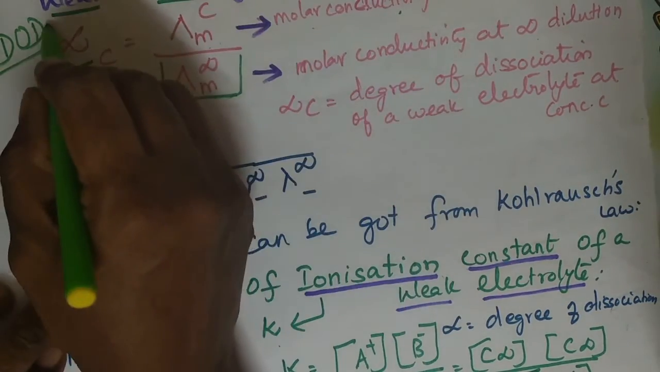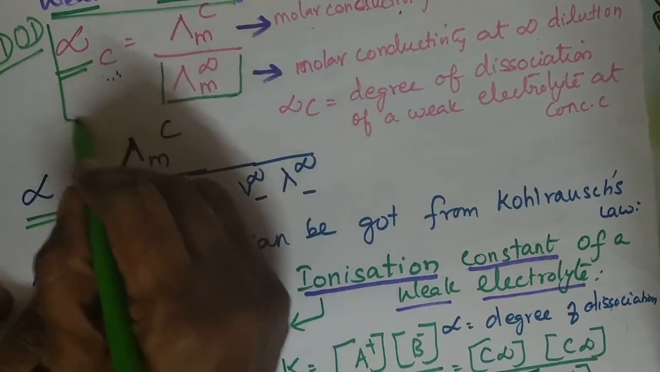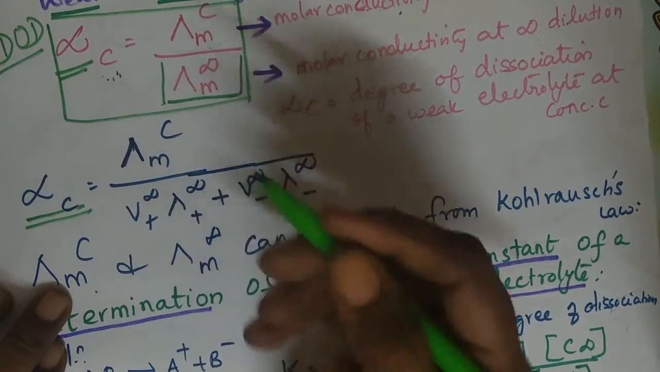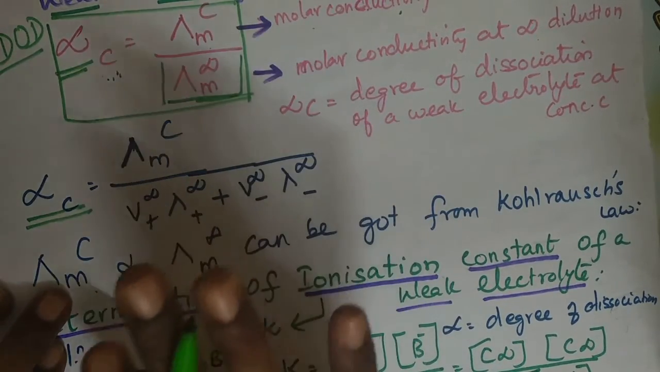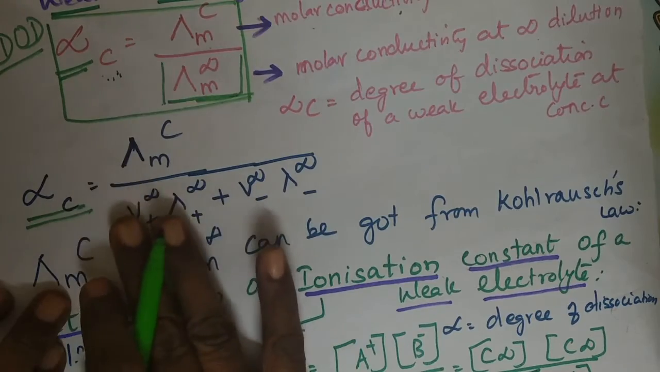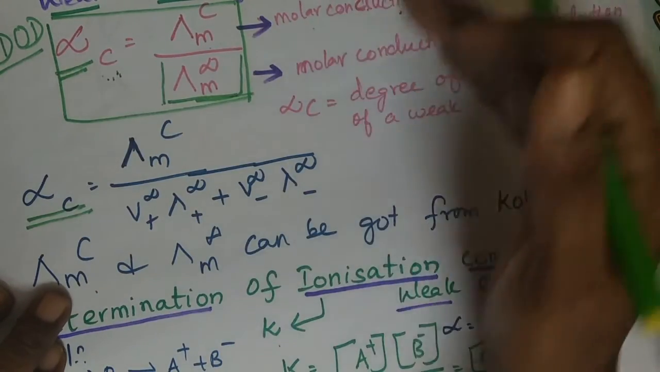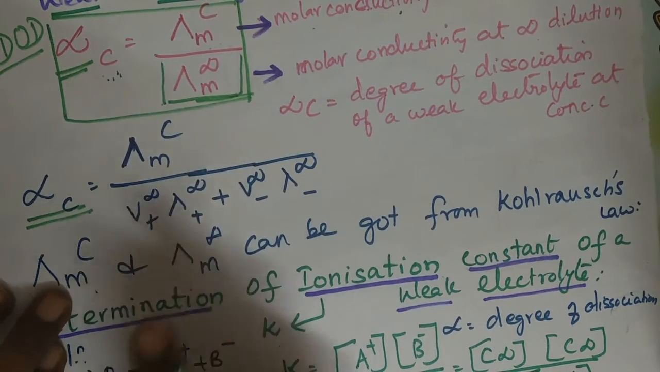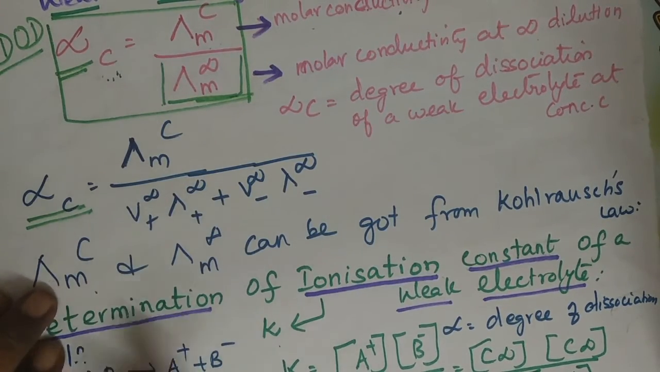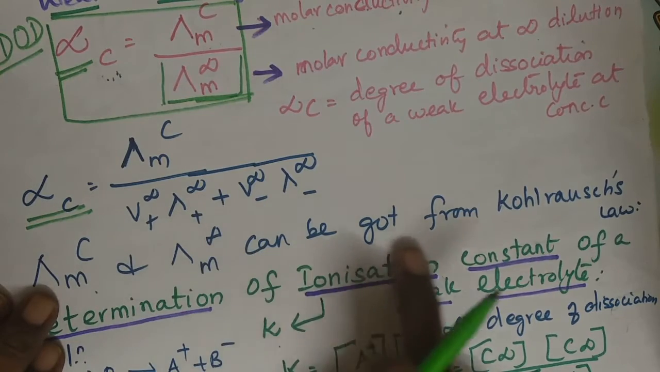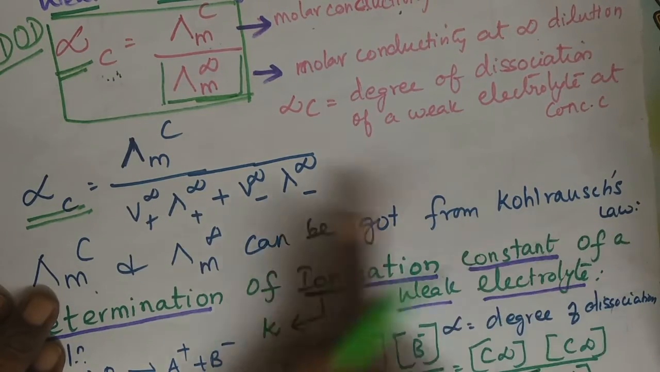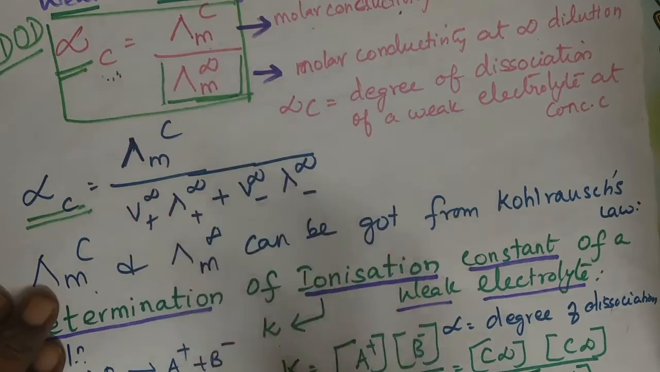You have to be very clear with the formula, and then the application only. So you are just finding out the formula from Kohlrausch. That Kohlrausch law application is brought over here. So lambda mc and lambda m infinity can be got from Kohlrausch law. So applied here and you are getting the value.